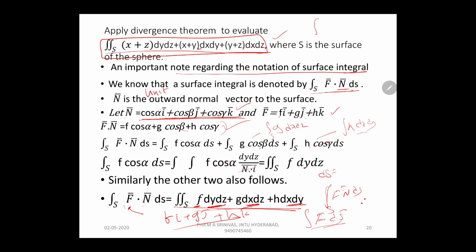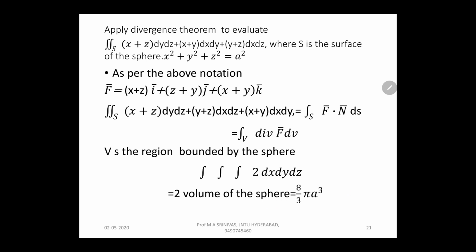What is f bar? The i bar coefficient is x plus z. Sometimes in the examination they will give dx dy first, then another, then the third, but don't take it in that order. You remember this: dy dz is the coefficient of i bar, dz dx is the coefficient of j bar, dx dy is the coefficient of k bar. Here dx dy is second, therefore x plus y k bar comes. Here dz dx gives y plus z j bar, and x plus z i bar. That is your f bar.